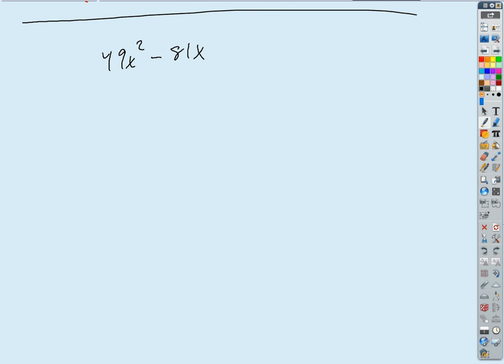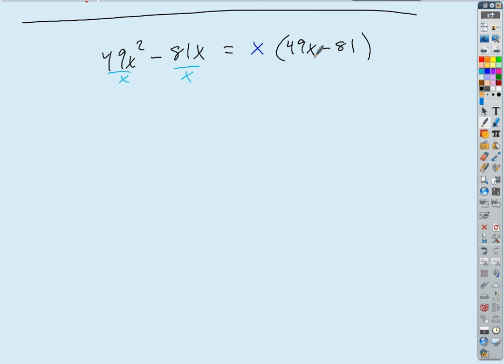I could undistribute an x, which is going to leave me with 49x, right? Because I'm just dividing each of these by x to see what I get. Well, 49x squared divided by x is 49x. What's 81x divided by x? There you go. Can I go any further with that? No, I can't, because that's just an x, right?